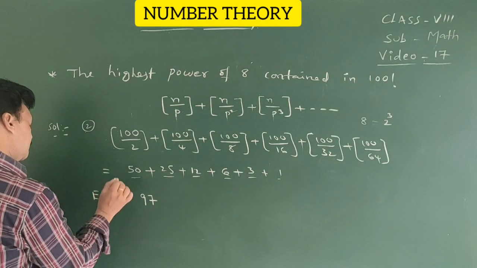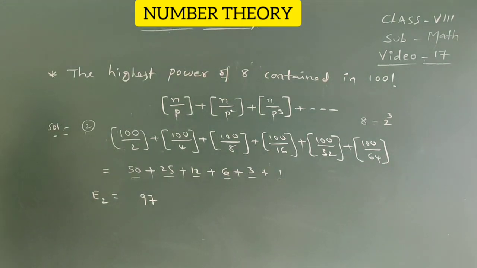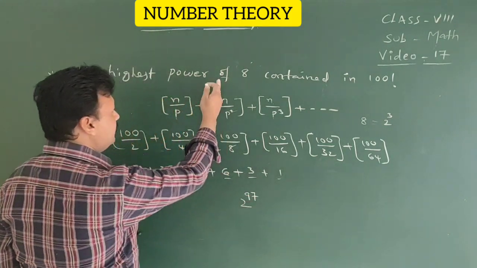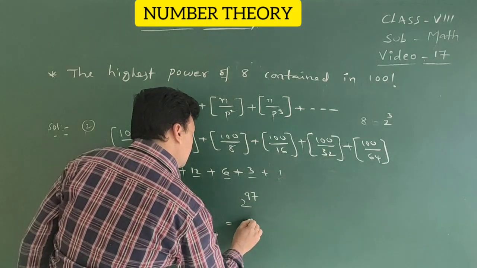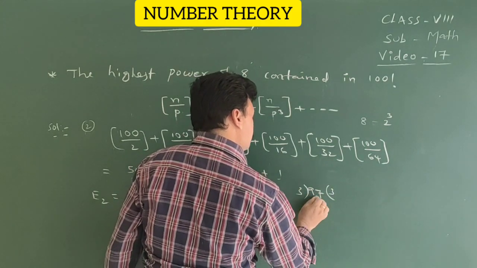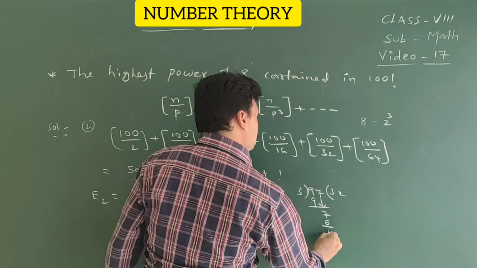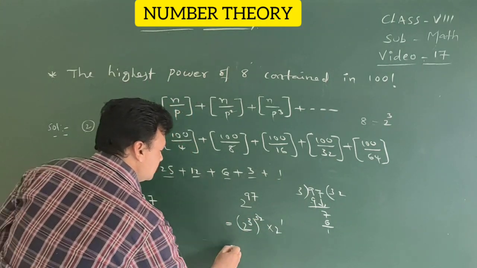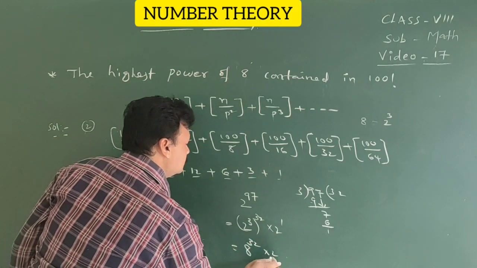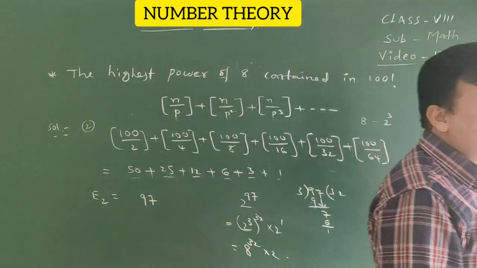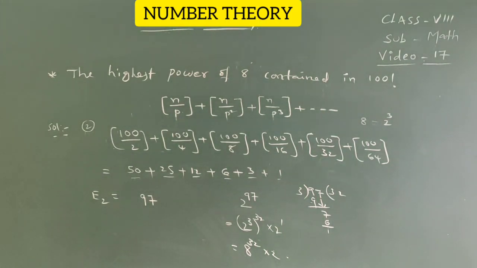Here we have the highest power of 2, but we require the highest power of 8. So 2 power 97 you will get in 100 factorial. So 2 power 97 means 2 cube whole power 32, since 3 32s are 96, into 2 power 1. So here we can write 8 power 32 into 2. So the highest power of 8 contained in 100 factorial is 32.